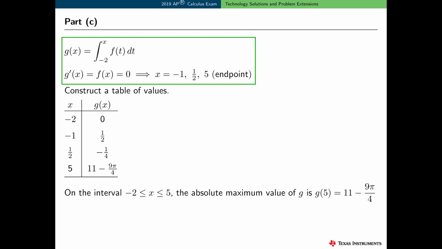By examining the graph of f, there are 3 values for which f of x equals 0. Note that x equals 5 is an endpoint of the interval, so this will be included in my table of values anyway. And just to be complete, there are no values where the first derivative of g does not exist.